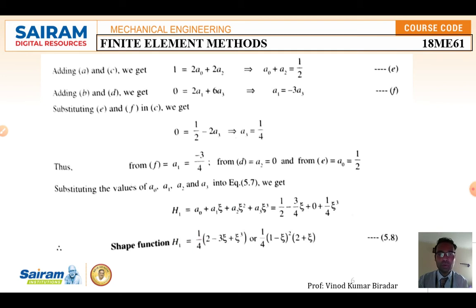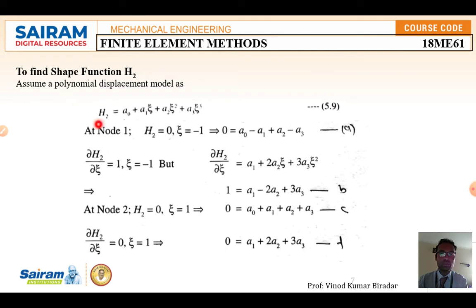Okay, so the same procedure you have to follow. First, let us assume the polynomial displacement function, apply the boundary condition, and substitute. So calculate the A, B, C, D values, add A and C, B and D, substitute the E and F values in the assumed polynomial equation and calculate, and you are going to get the Hermite shape function. Look, the same procedure you have to follow here also.